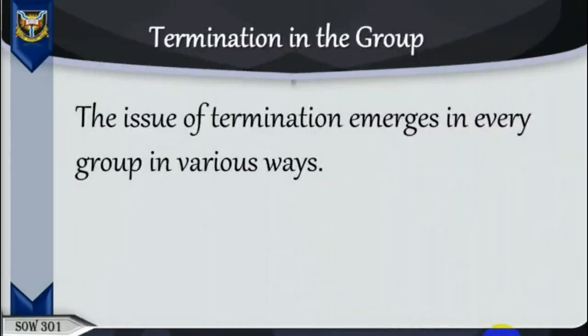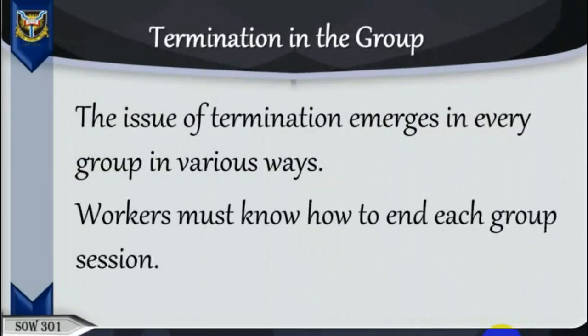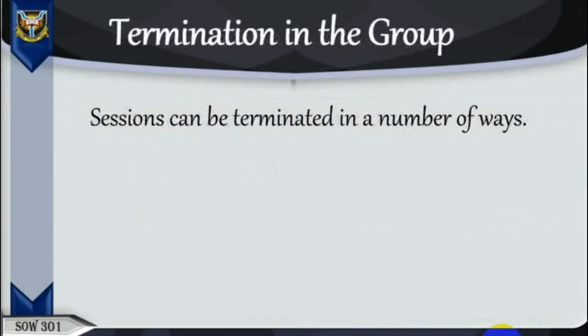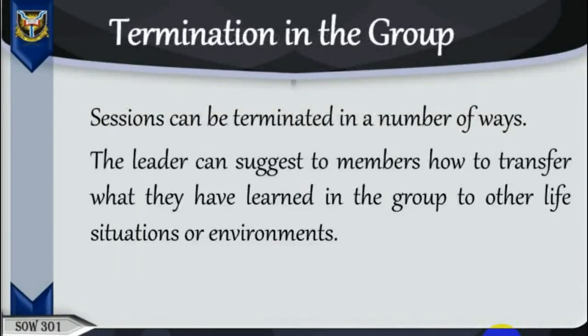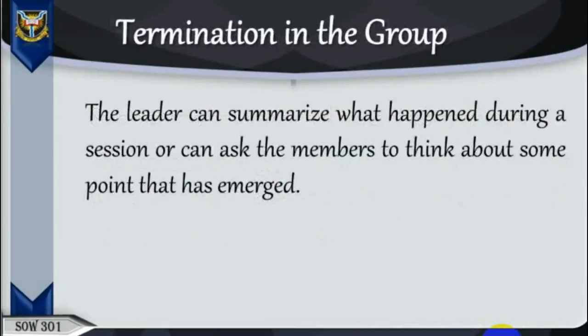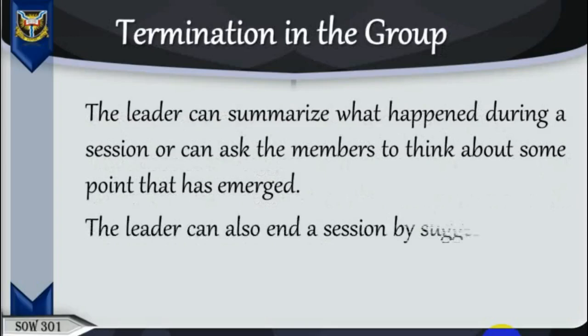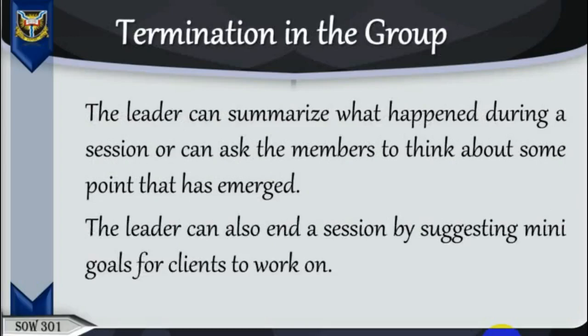Termination in the group. The issue of termination emerges in every group in various ways. Workers must know how to end each group session. Sessions can be terminated in a number of ways. The leader can suggest to members how to transfer what they have learned in the group to other life situations or environments. The leader can summarize what happened during a session or can ask the members to think about some point that has emerged. The leader can also end a session by suggesting mini goals for clients to work on.